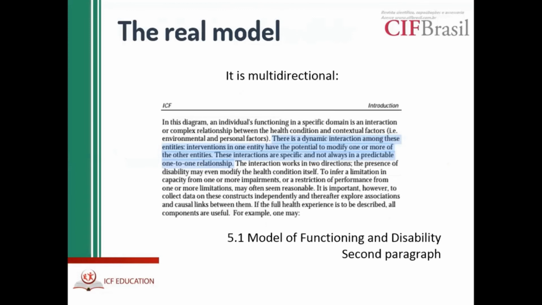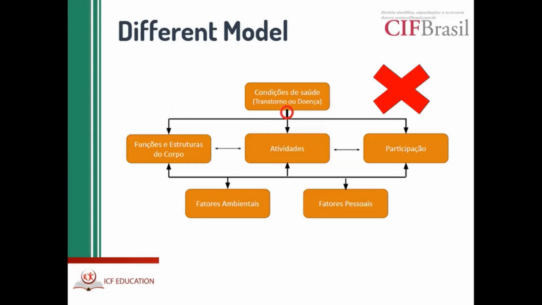Let's read ICF again. There is a dynamic interaction among these entities. Interventions in one entity have the potential to modify one or more of the other entities. These interactions are specific and not always in a predictable one-to-one relationship. So maybe an ICF core set based on disease takes our mind to another model that is not the biopsychosocial model.